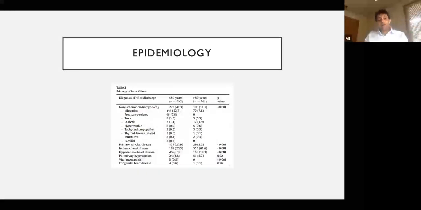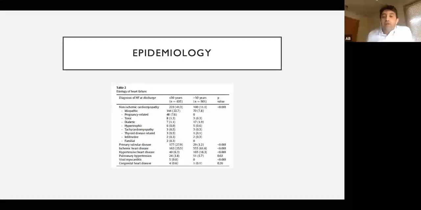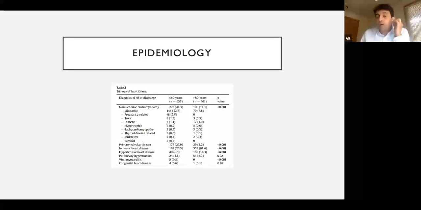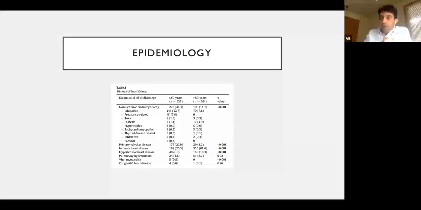Etiology of heart failure, they just characterized it by age. If they are less than 50, if they are more than 50, obviously, if they are less than 50, from this graph non-ischemic cardiomyopathy is more common, but maybe not. I'll show more figures that ischemic coronary artery disease is maybe prevalent in your area in those age groups above 50, unfortunately.